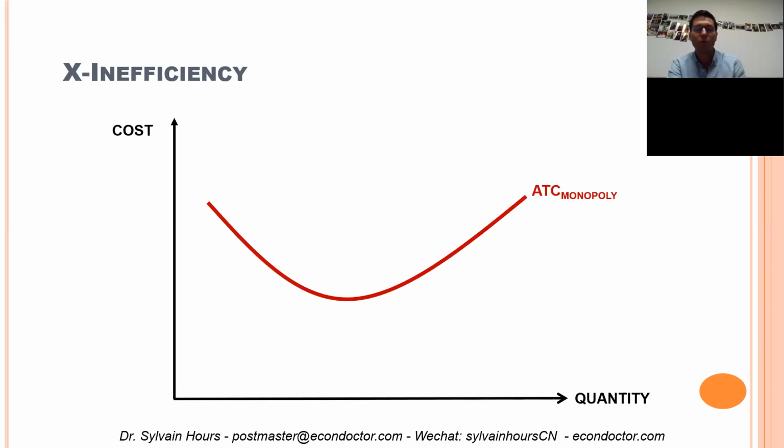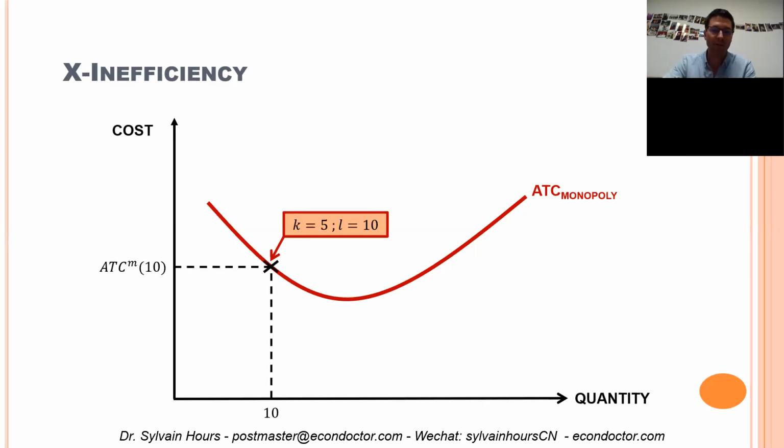So what you can do is to represent two ATC curves. You could actually also do the total cost curve, because if you do not minimize your total cost for a given level of output, you do not minimize your average total cost as well. This is equivalent. But usually when we talk about X inefficiencies, we talk about the average total cost curve. So this is the ATC curve of a monopolist.